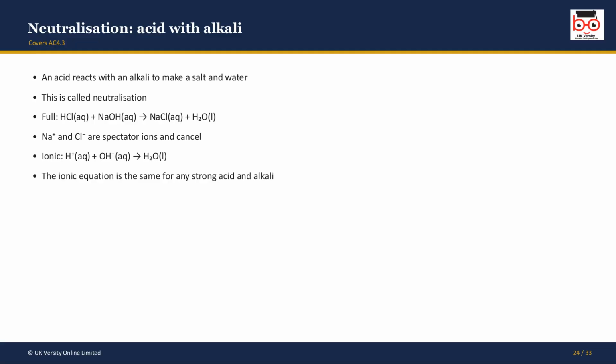An acid reacts with an alkali to make a salt and water, and we call that neutralization. For hydrochloric acid with sodium hydroxide, the full equation gives sodium chloride and water, but the sodium and chloride ions are spectators and cancel, leaving the ionic equation, a hydrogen ion plus a hydroxide ion giving water. And that same ionic equation holds for any strong acid, neutralizing any alkali.